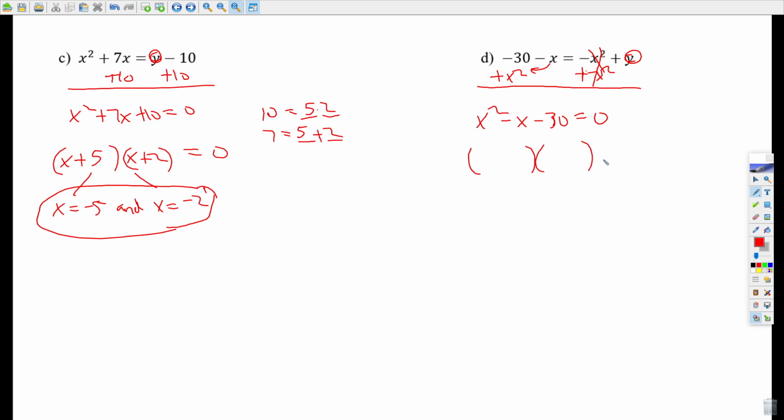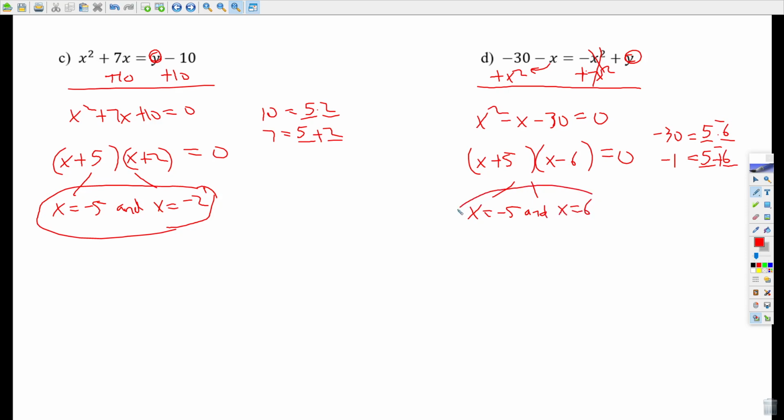Factor again, shortcut again. Multiplying to -30, adding to -1. Let's see, what would that be? 5 and 6? And we got to get -1, so -6. So we have x plus 5, x minus 6. Values that would make them 0 would be x equals -5 and x equals 6. And those are the zeros.